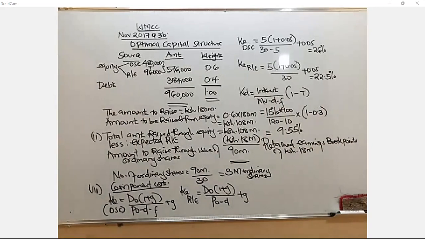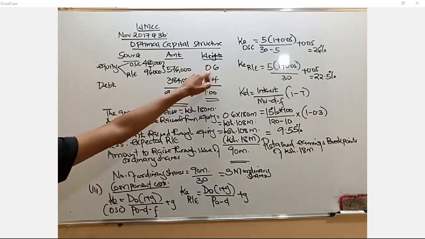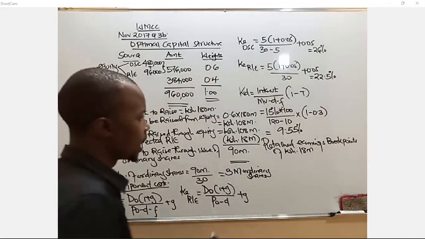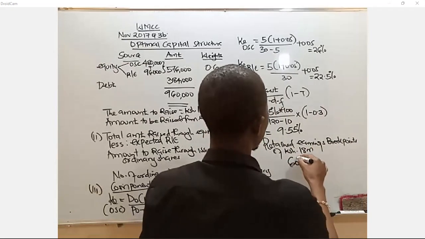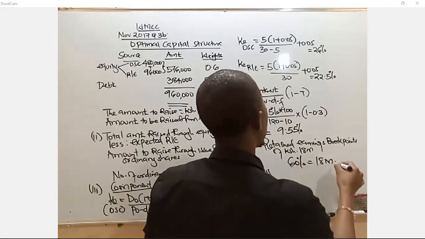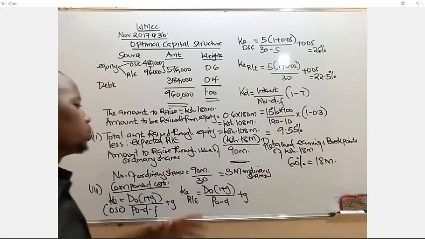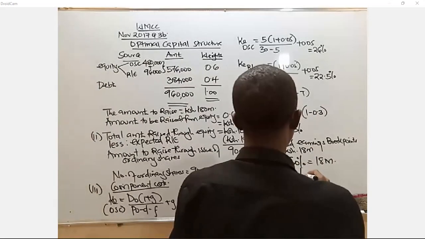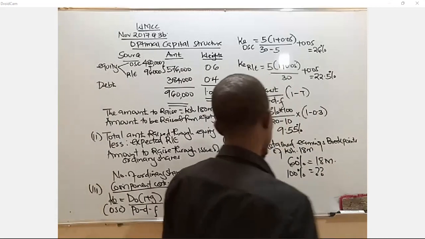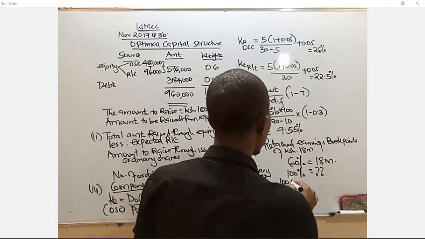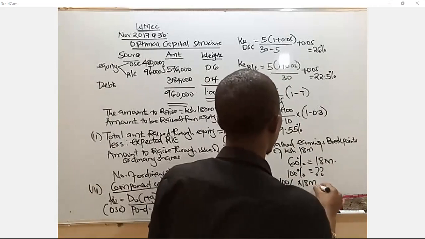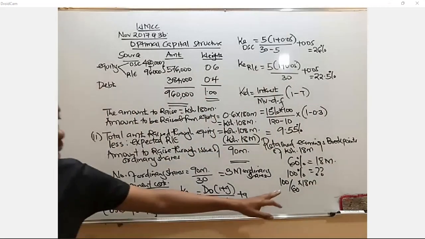So what is the question I am supposed to be posing here? If 60%, that is the proportion, gives me 18 million, if I retain using the current proportion of 60% and it gives me 18 million, you ask yourself, what if I retain fully the whole amount? How much can I get? It will be 100 divided by 60 times 18 million.